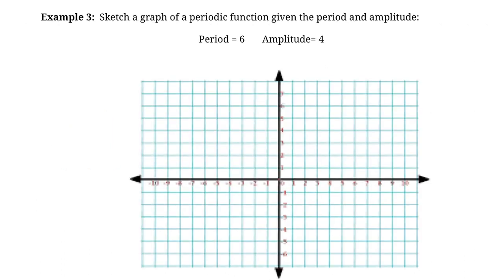You're going to do this next example on your own. So you're going to sketch the graph of a periodic function that has this period and amplitude, a period of 6 and an amplitude of 4. So go ahead and create your own, but I'm going to do one as well.